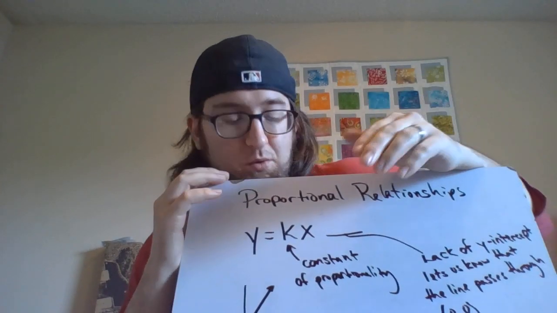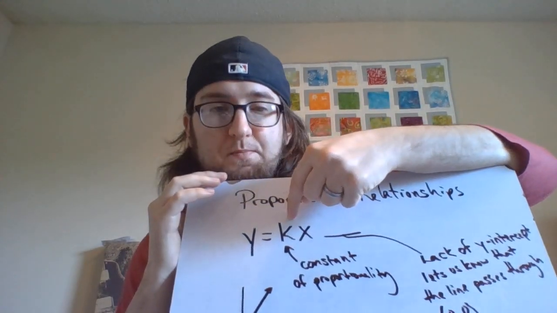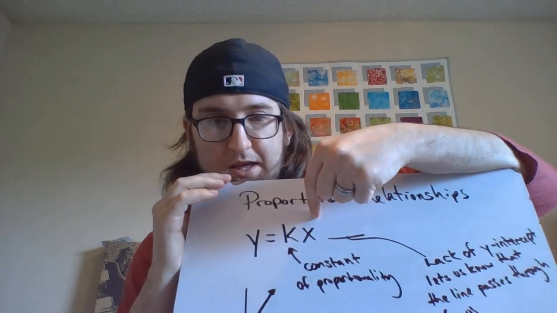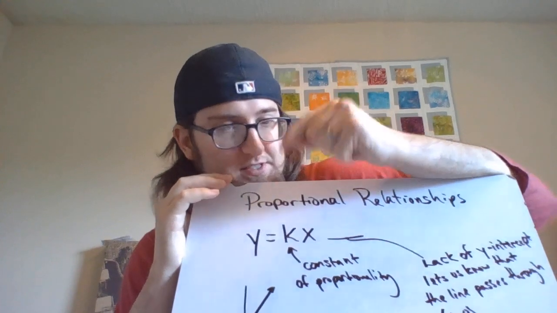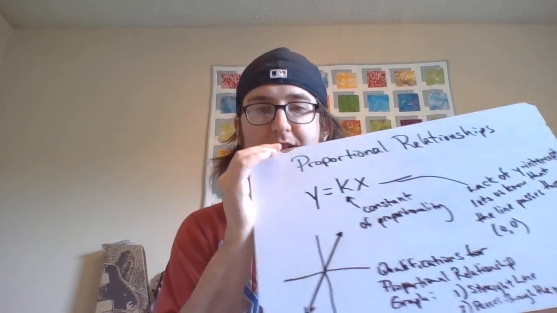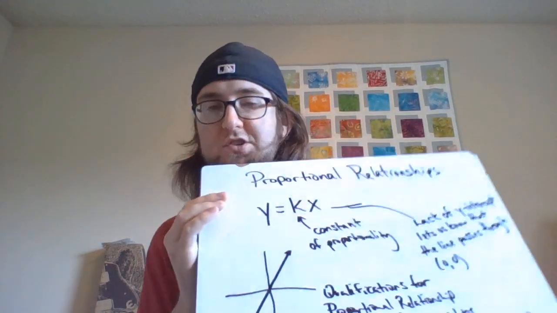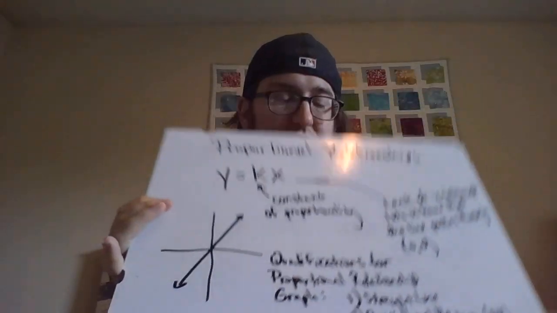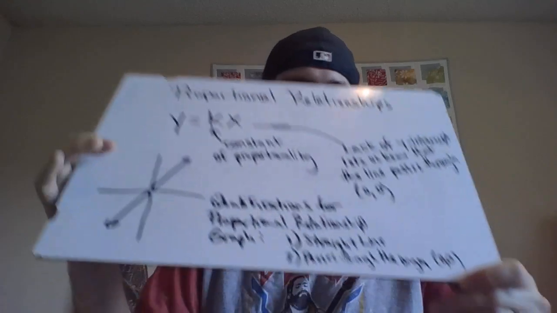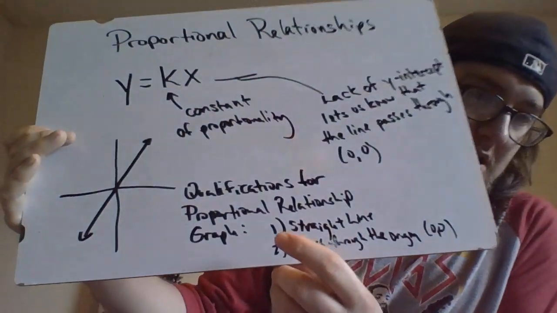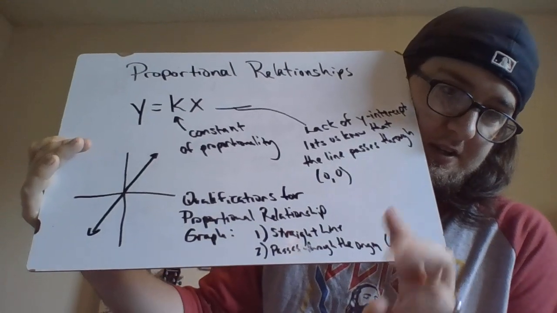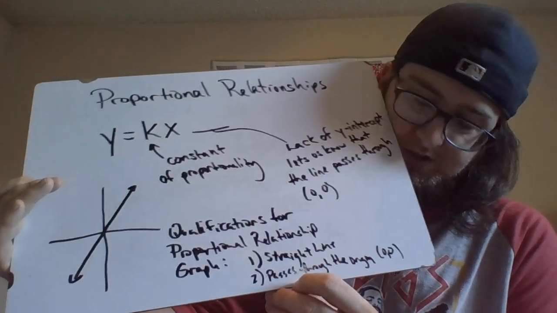0. We know this is a line because it has a slope, and our x is not raised to a power. Okay, so that tells us then that if we were to graph it, it would have to be a straight line that goes through 0, 0. So when we are looking at the qualifications of a proportional relationship, it must be 1, a straight line, and 2, pass through the origin, or 0, 0.